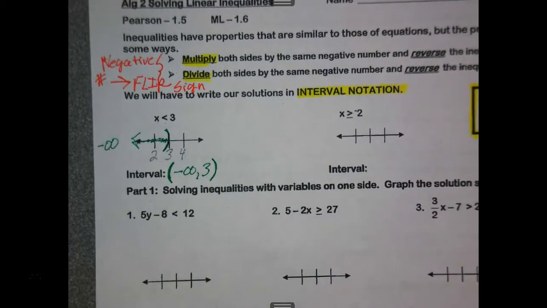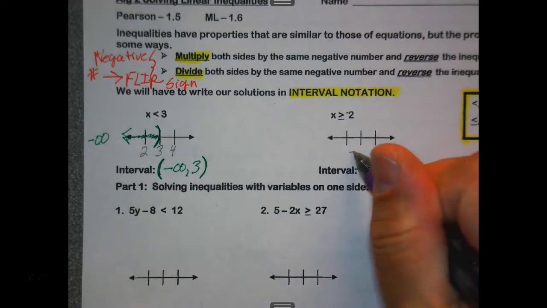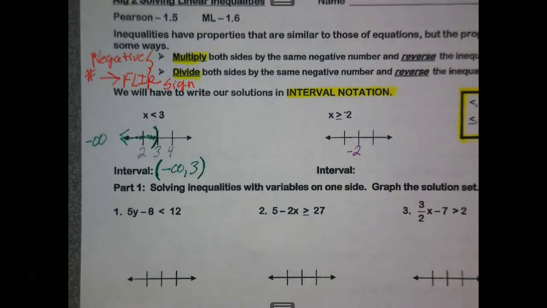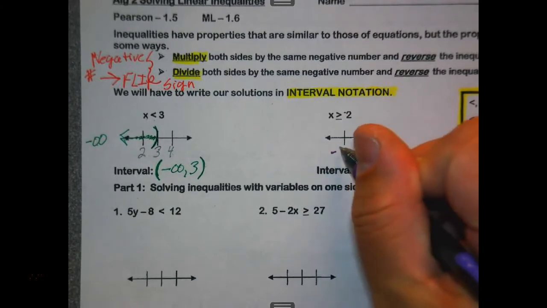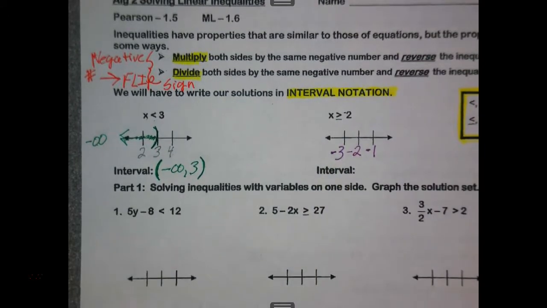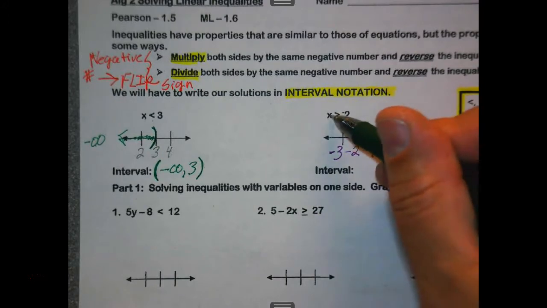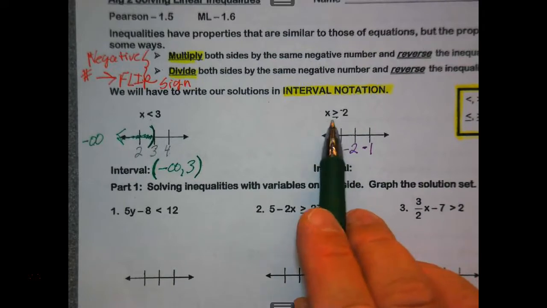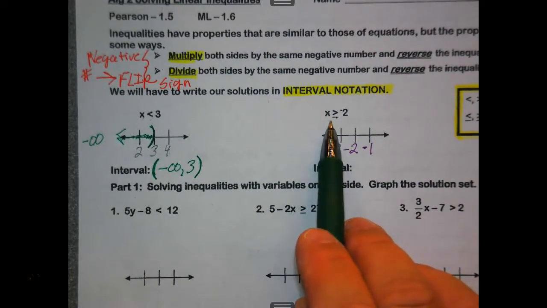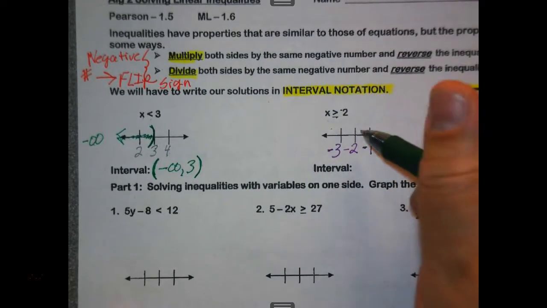Okay, with number 2, the second example. I've got the number -2 in the middle, and then one larger, -1, and one smaller, -3. This time it has a bracket because of the equal sign at -2, and we want all those numbers greater than -2. If you don't know which way to shade, as long as your variable is on the left-hand side, you can just follow the arrow.